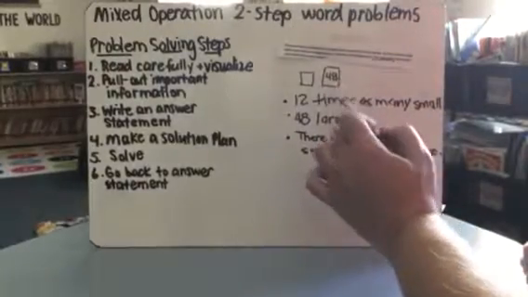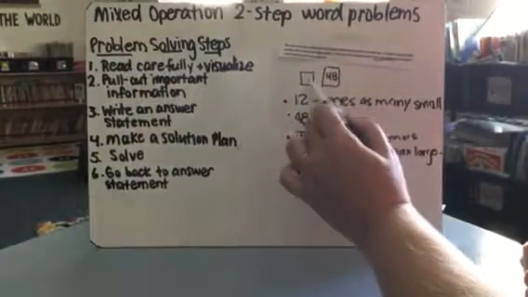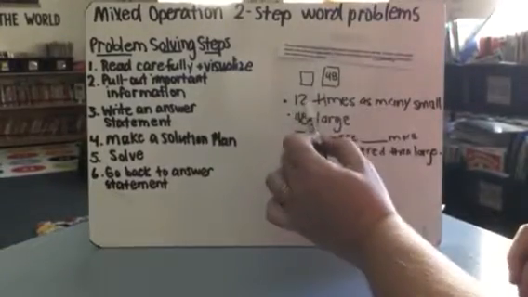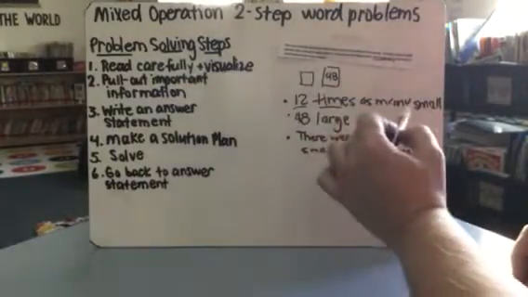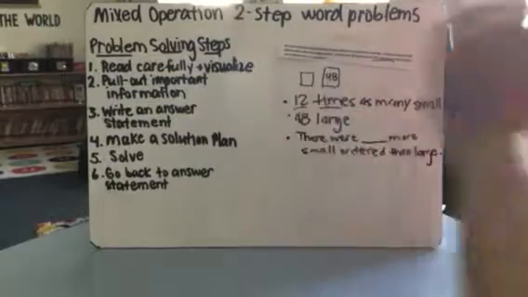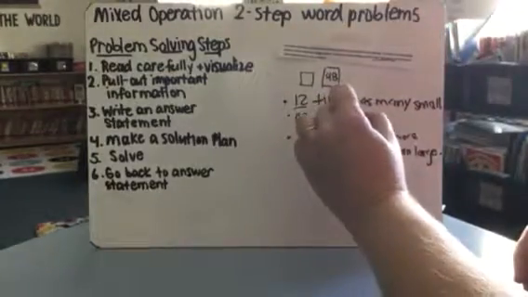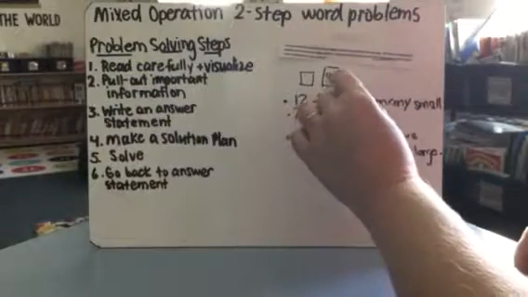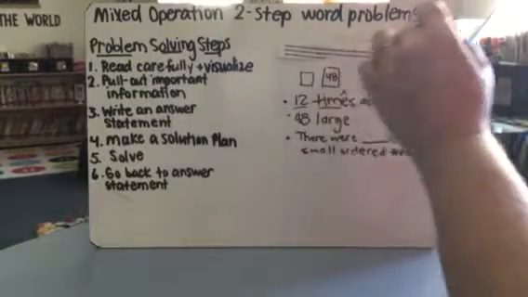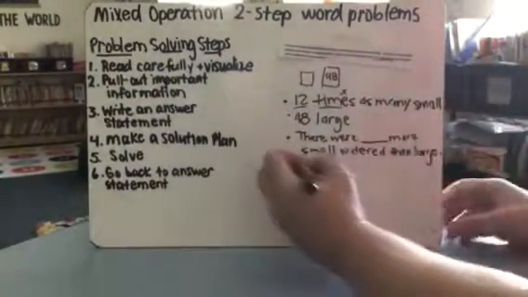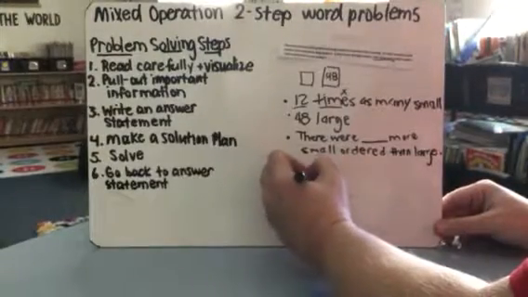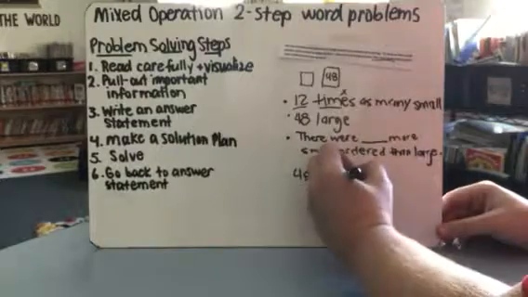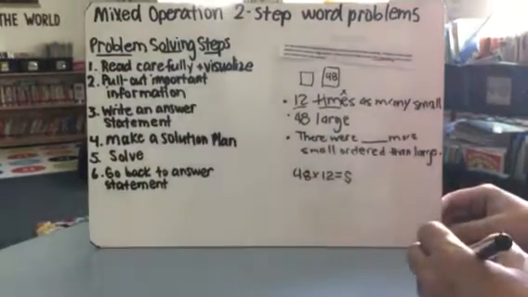So I know there are 48. I need to figure out how many small there were. Well, I have a clue about small. It says 12 times as many small as the large. Oh, "times" is a clue for multiplication. So I actually have 48 large and 12 times that. So my first step is going to be 48 times 12. That's going to give me how many small posters were ordered.